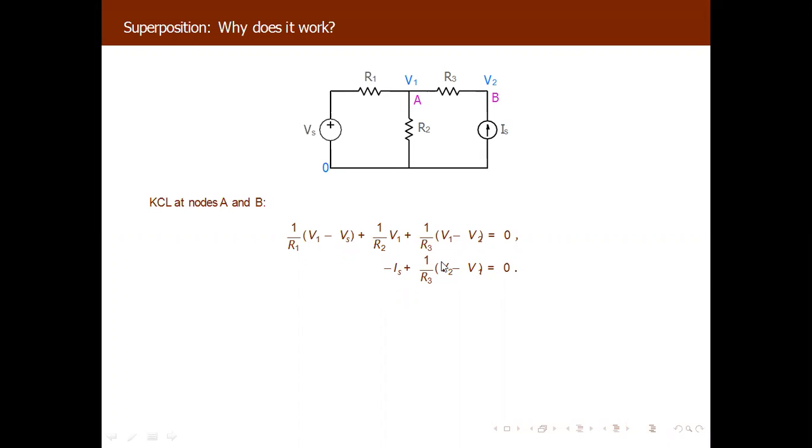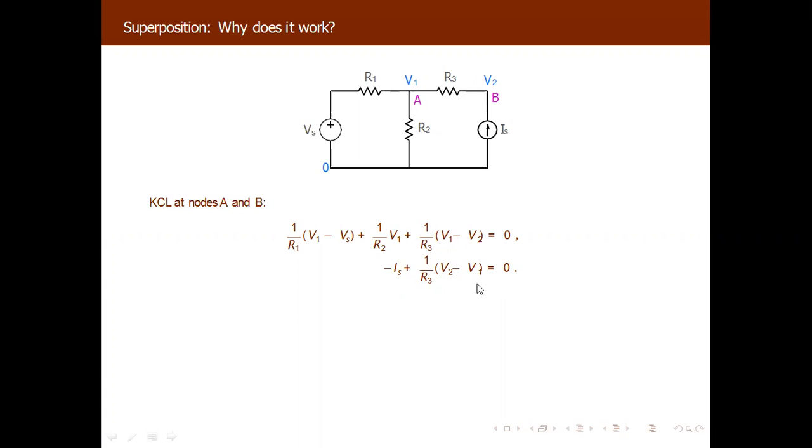Why have I taken V2 positive here and V2 as negative there? Because for node 1, node A, when we are considering it, we are supposed to consider the voltage across that node as positive. We will start from here when we are calculating for node A. That's why I have taken V1 as positive and V2 as negative.